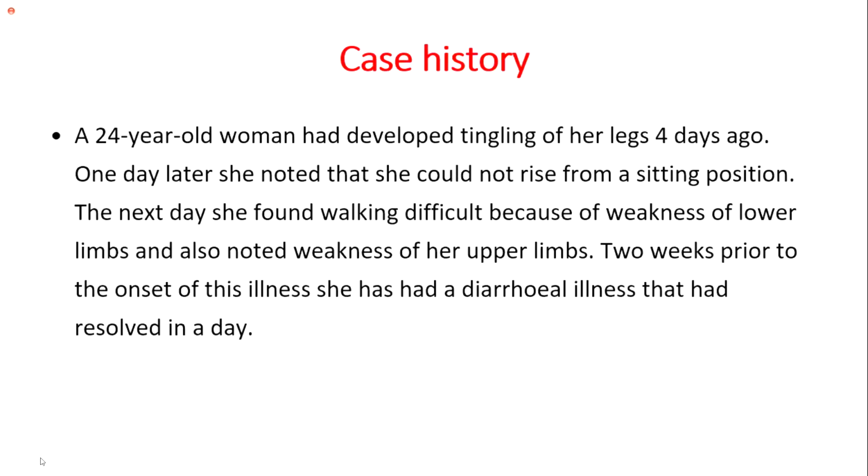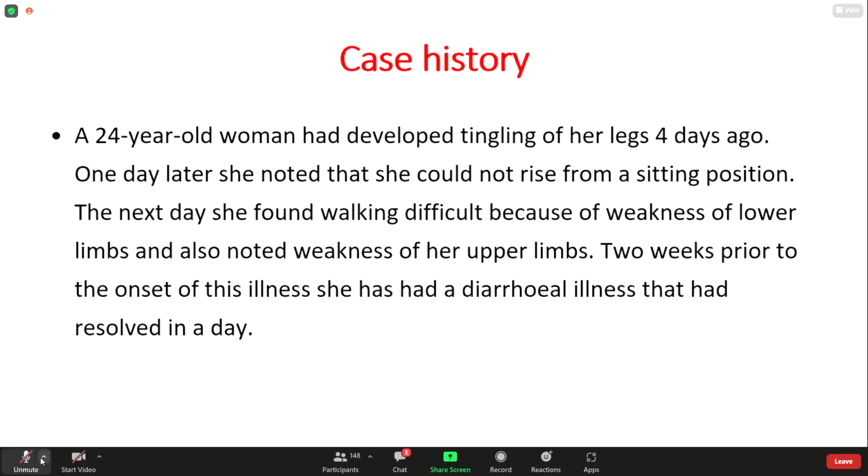So we come back to the case history. A 24-year-old woman had developed tingling of her legs 4 days ago. 1 day later, she noted that she could not rise from a sitting position. So just 1 day later. The next day, she found walking difficult because of weakness of lower limbs, and also noted weakness of her upper limbs. 2 weeks prior to the onset of this illness, she had a diarrheal illness and that had resolved in a day.